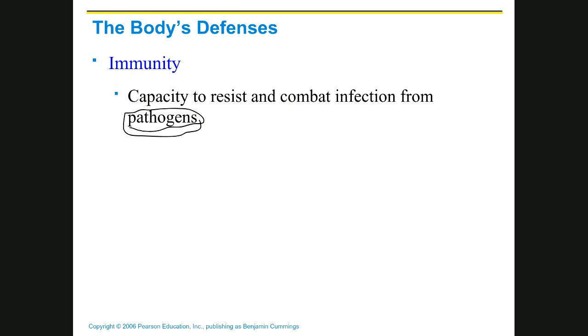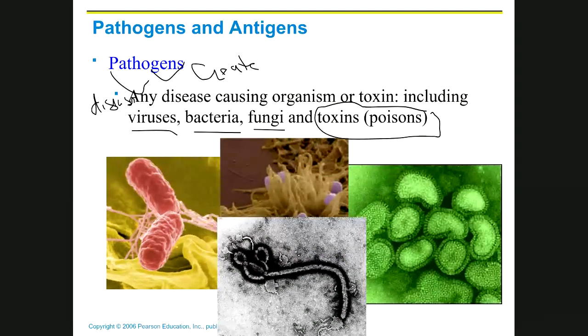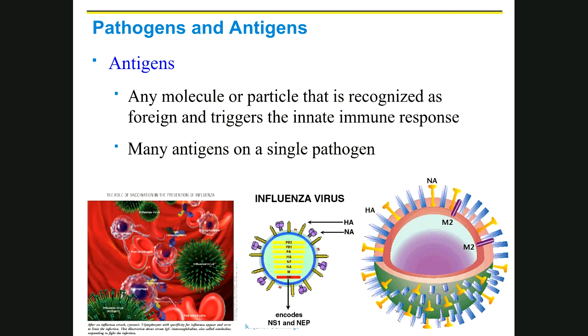If you look at the word pathogen, gen means to create, and pathos means disease. So basically a pathogen is anything that can create a disease in a person. It could be a bacteria, a virus, even a fungus, or even a poison or a toxin. Those things also create situations similar to disease. This could be a pathogen here, and this actually is the flu virus.